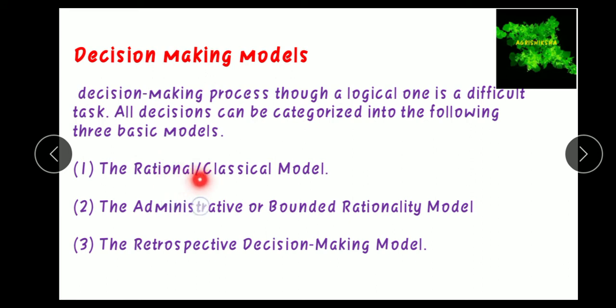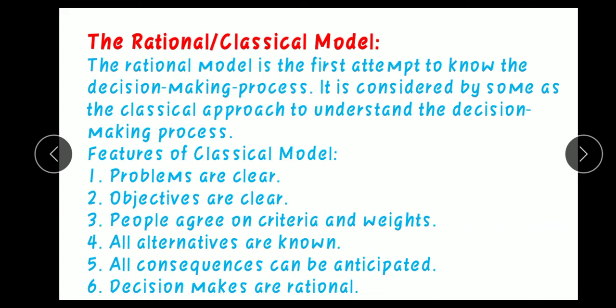Rational model of decision making is also called the classical model, and the administrative decision making model is also called the bounded rationality model, and the last is the retrospective decision making model. So your first is the rational or classical model. The rational model is the first attempt to know the decision making process. It is considered the classical approach to understand the decision making process.